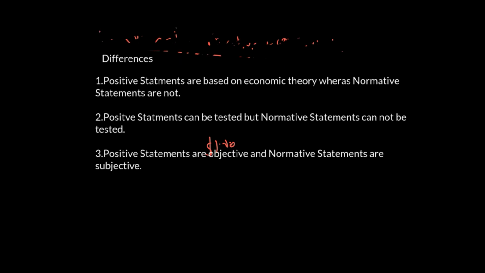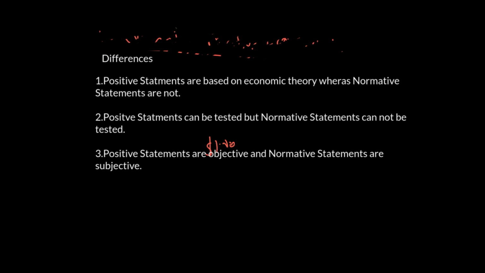Okay, so now let's have a look at the differences between the two types of statements. If a statement is positive, then it will be based on economic theory, whereas a normative statement is not. We'll really understand what this means later on when we do the examples. The second difference is that positive statements can be tested, but normative statements cannot be tested. Basically, this means that something which can be tested or quantified is a positive statement, as compared to something which cannot be quantified, which is a normative statement.